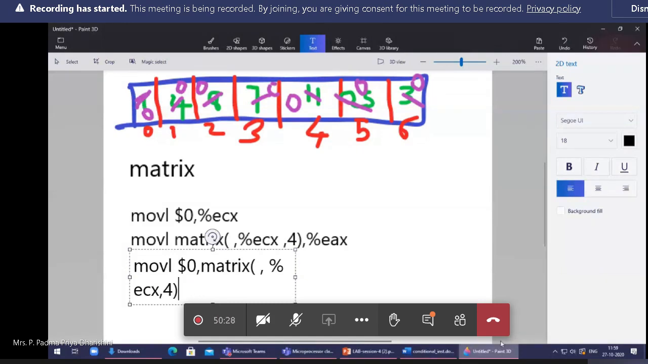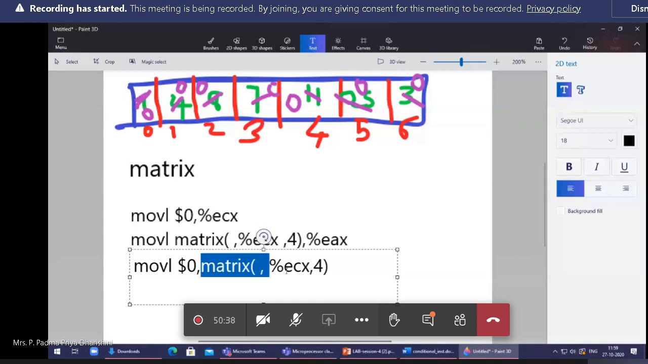So what's the meaning of this? The value 0 is moved to the matrix. Okay, that is this location. What is this location? It points to the 0th element. So after this, the value in this location, that's the value in the 0th element, becomes 0. Okay, that's what we are doing, right? Moving 0 to base address plus ECX is 0 multiplied by 4 is 0. So we are moving 0 to the 0th element of the array.